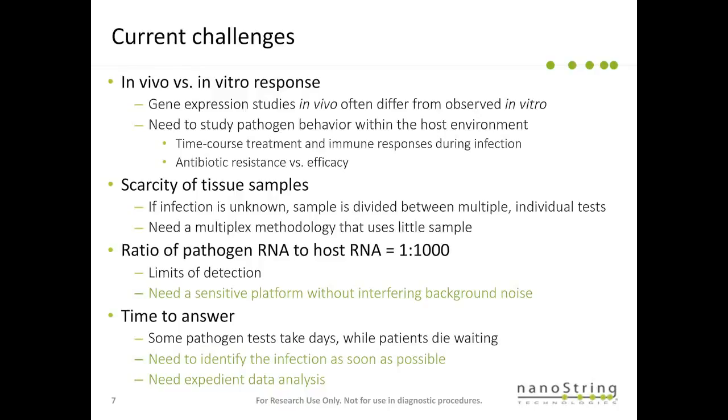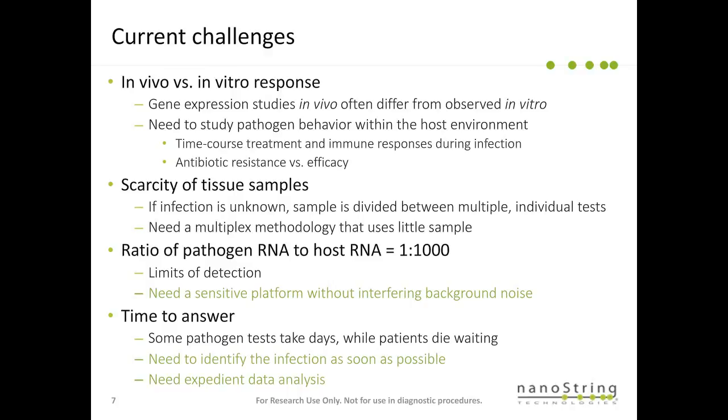And also, in a real-life infection tissue, it's much more feasible to study antibiotic resistance versus efficacy. And another issue from the in vitro study is that there's always a scarcity of tissue samples. If the type of infection is unknown, samples are divided between multiple individual tests. And more and more, we need some kind of multiplex methodology that can generate lots of data from very little sample.